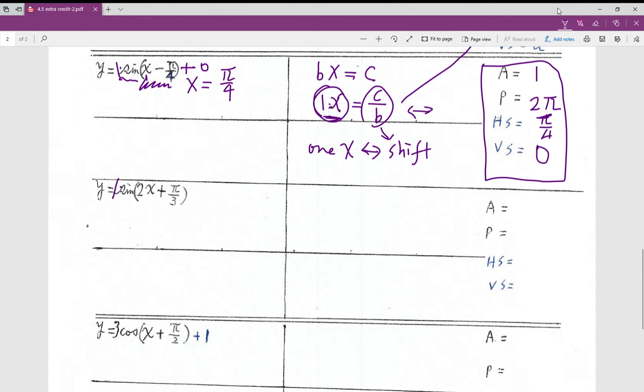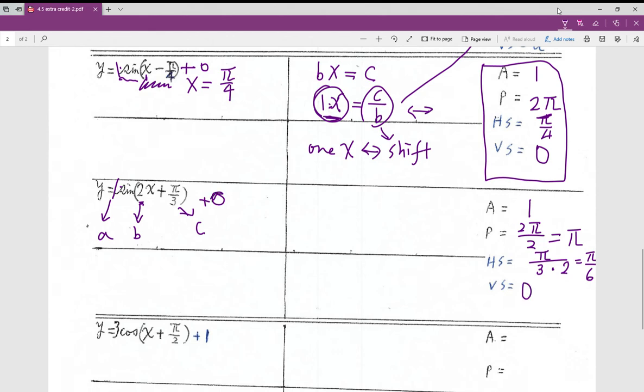That's 1 times, so the amplitude is 1. And the period will be 2 pi divided by 2, which is pi. So this is B, this is A, and this is C. And the horizontal shift will be pi over 3 divided by B, so it's pi over 6. You shift the whole graph to the right by this angle. And the vertical shift, there's nothing added, so it's 0.